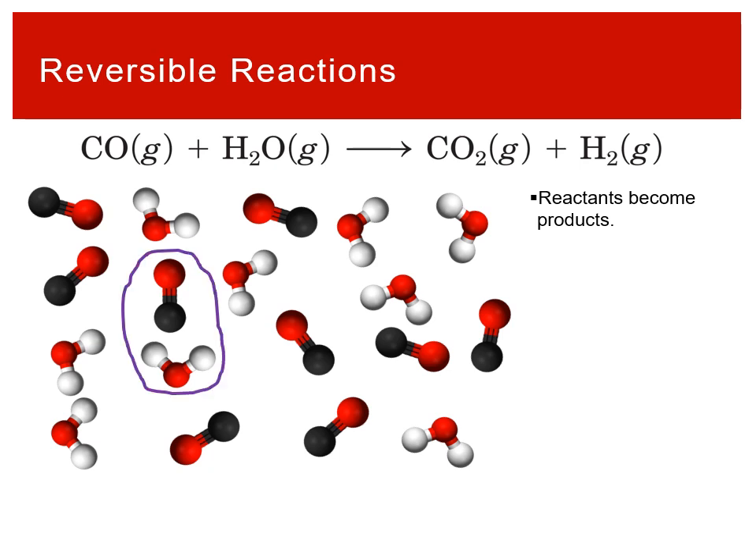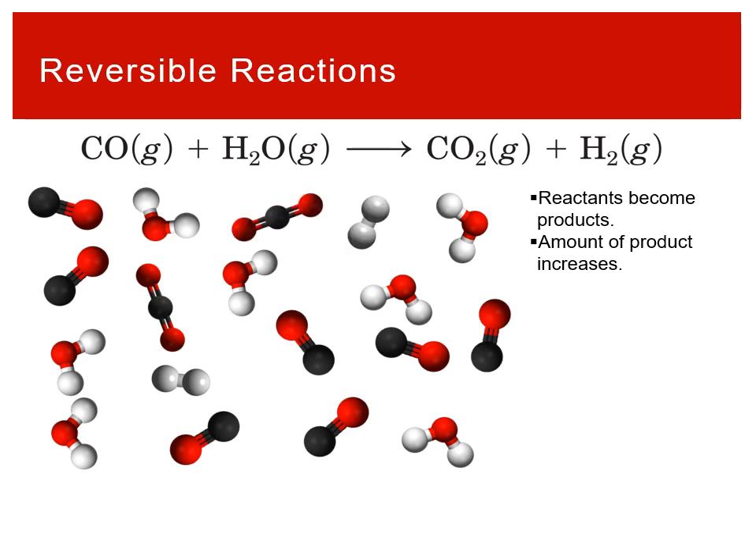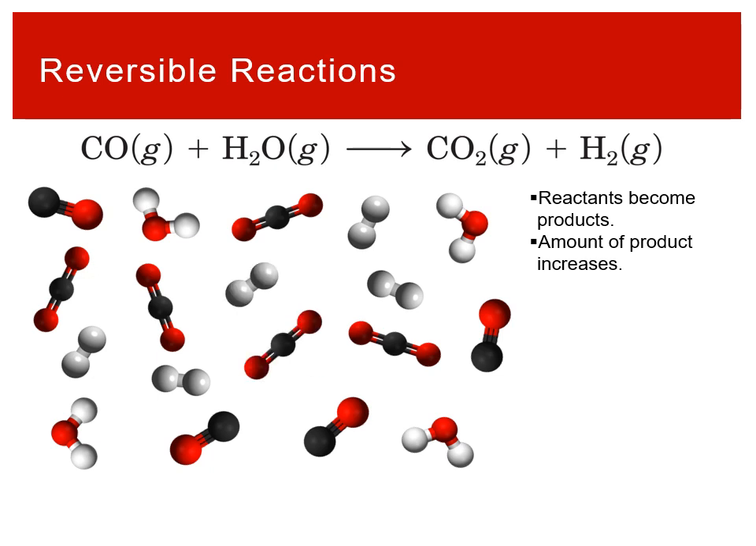So they're going to start reacting. This is my reactant pair becoming products. I get CO2 and H2. And this just continues, and I get more and more product. And eventually I get what I would call my reaction mixture. That's a combination of products and reactants.